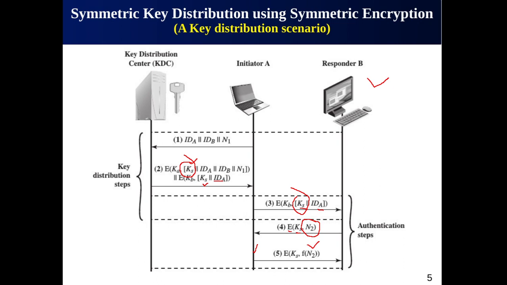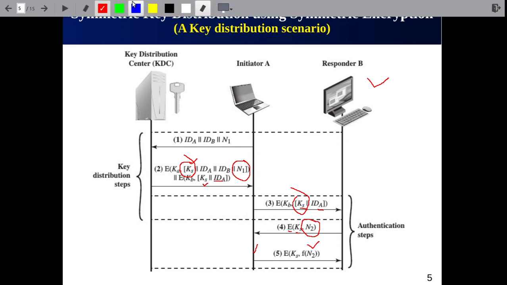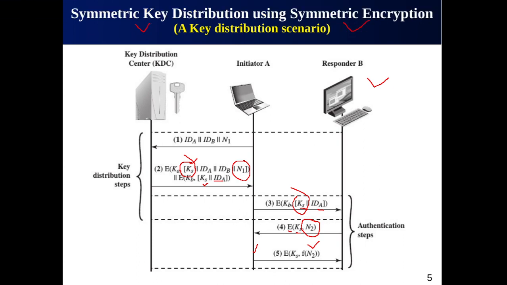Okay, now if you give attention to this figure, you will notice that the key distribution involves step 1, step 2 and step 3. All these are only for the distribution of the keys, but steps 4 and 5 and also step 3 perform authentication functions. With the help of these nonces, we are trying to prove the identities of the communicating parties. So this is how we can distribute a symmetric key by using symmetric encryption.